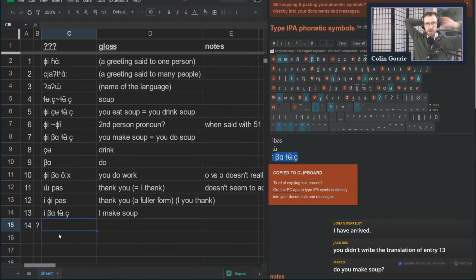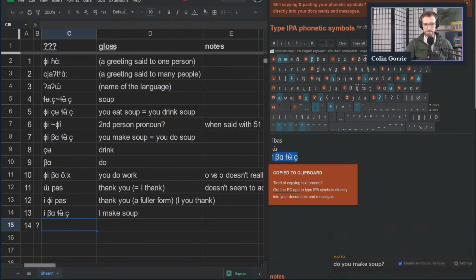Chat. Where should we go from here? Let me see if I can catch up. All right. Oh, that's a good question. Mateo asks, "Do you make soup?" So, Quain, if I were to ask you that question, do you make soup? How do I say it as a question? Okay.